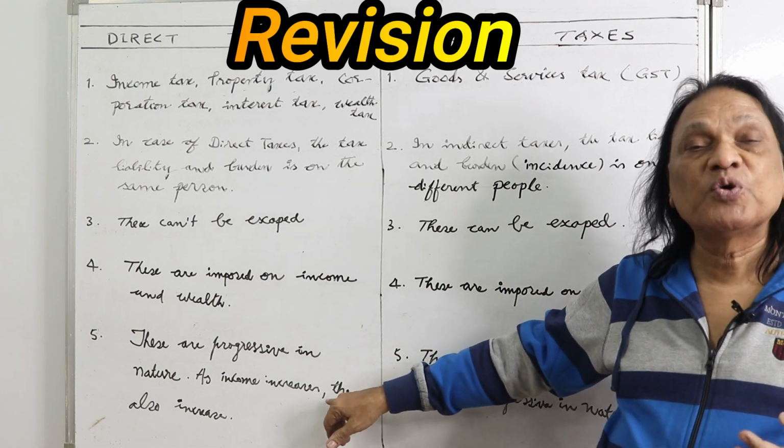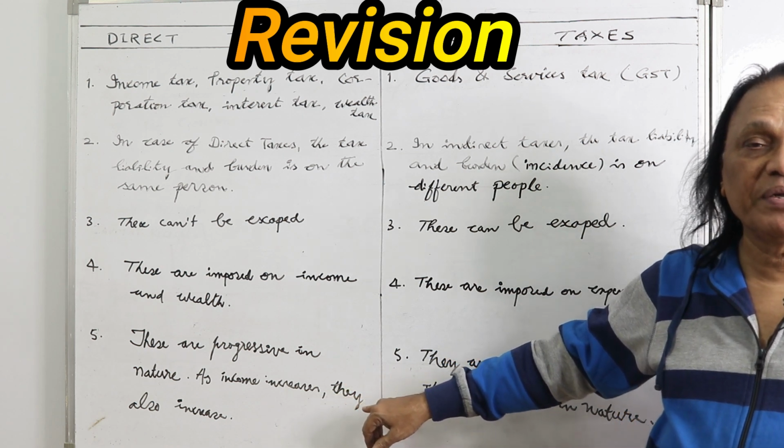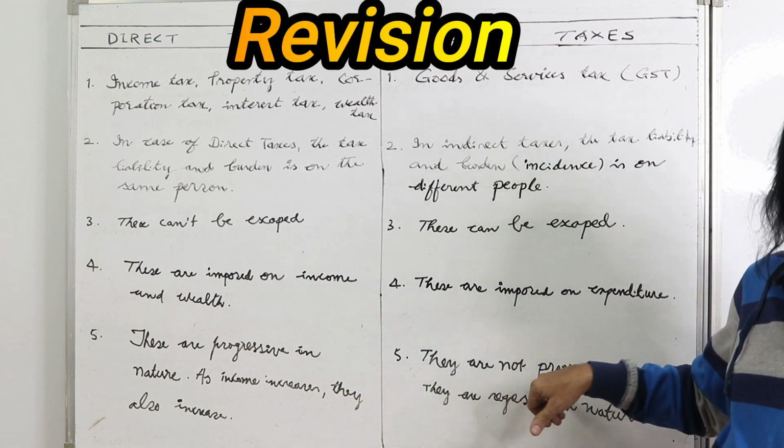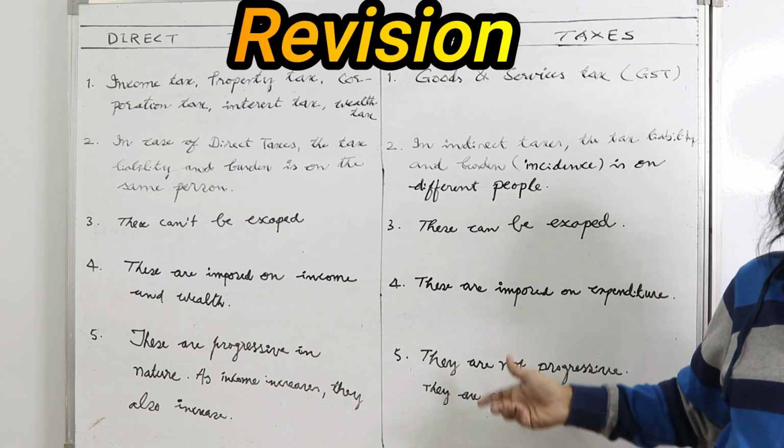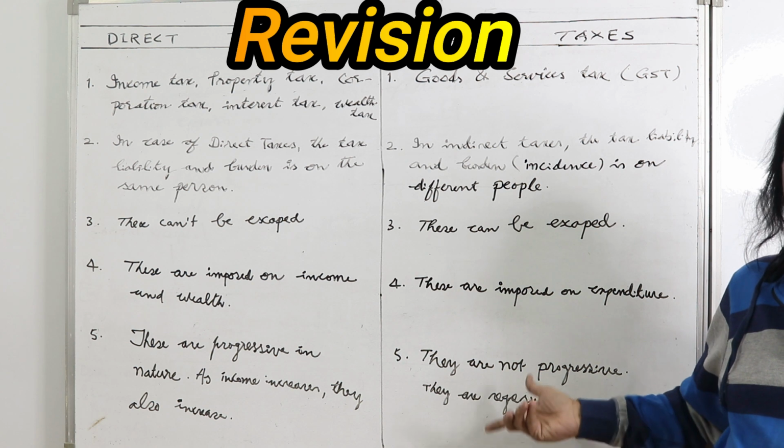And direct taxes are progressive in nature. It means as your income increases, your tax liability also increases. Indirect taxes are not progressive in nature. Everyone has to pay the same tax. These are not progressive, but they are regressive in nature.